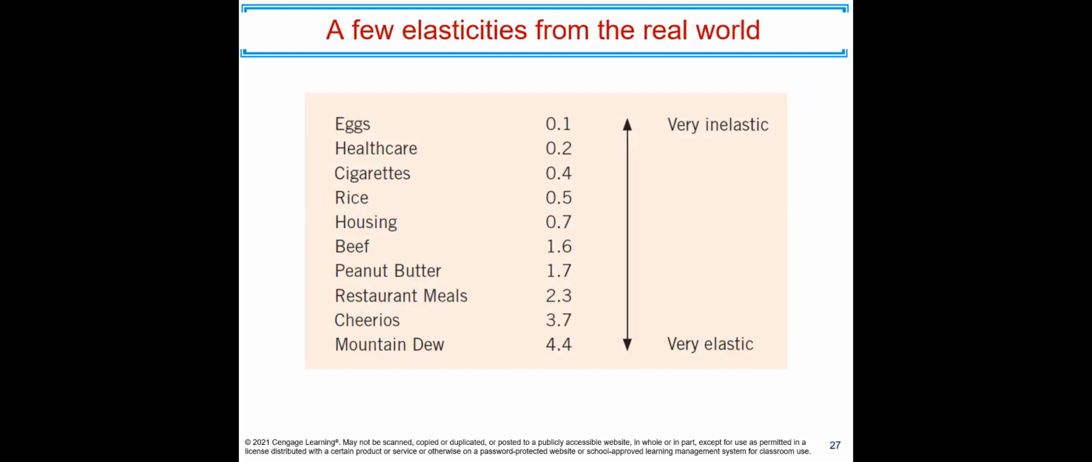So you can see a few elasticities from the real world. Eggs, for instance, very inelastic. You don't have too many substitutes for eggs. Healthcare, the same. Cigarettes, people are addicted, so it's hard to replace cigarettes. Rice, housing, everybody needs a place to live. But look what beef elasticity is, 1.6. If beef is expensive, you can buy chicken, for instance. Peanut butter, there are other butters in the market. Restaurant meals is very elastic. Cheerios is very elastic. Mountain Dew, the same.